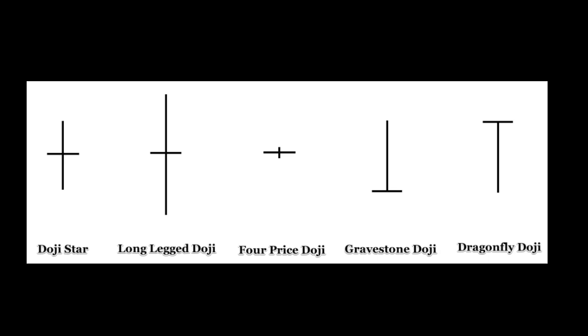And last but not least, we have our 4 price doji. This one right here is sometimes called ultimate indecision. It is a horizontal line with an extremely small upper and lower wick. This here is a very unique pattern. It shows indecision and low validity. So it's basically the opposite of the long-legged doji.